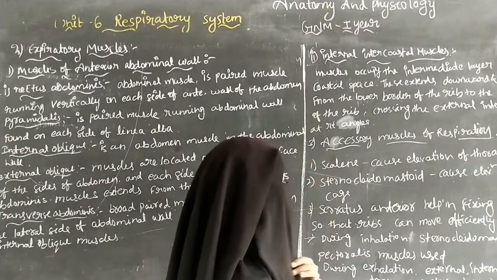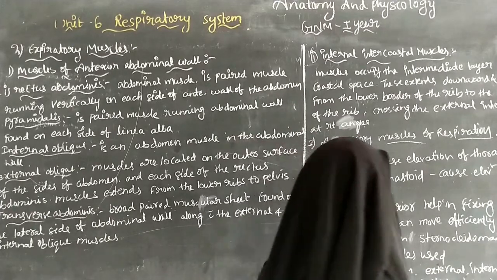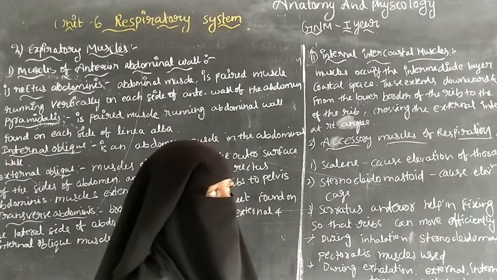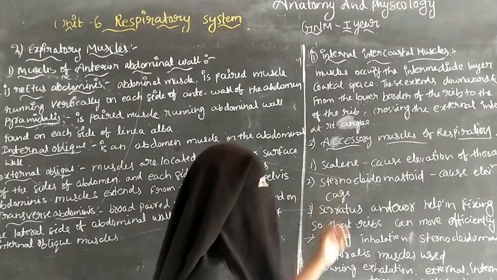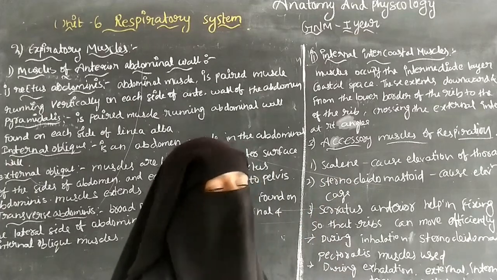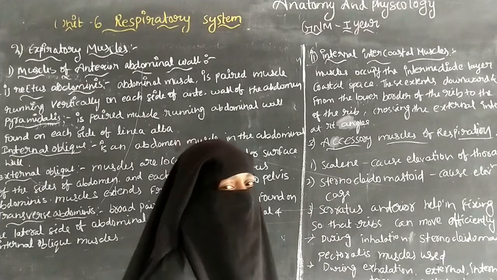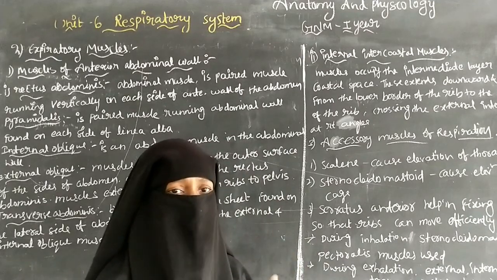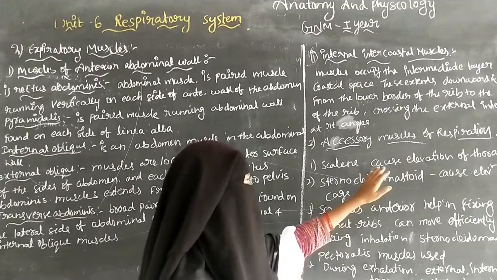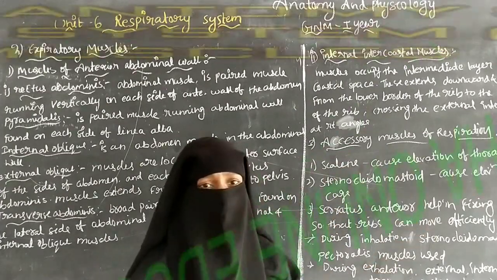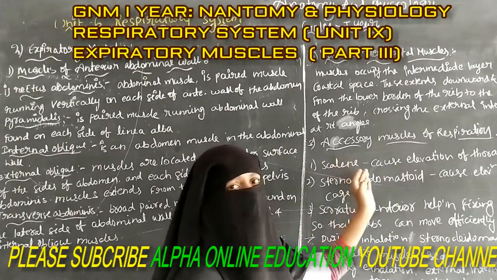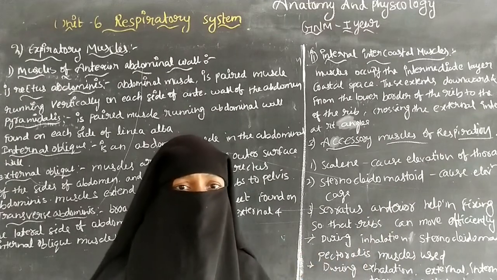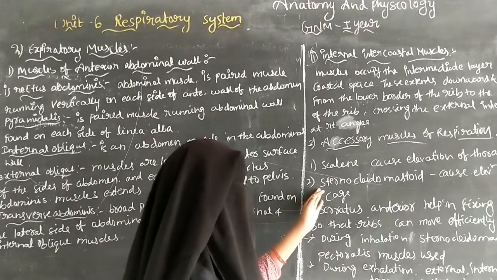Next one, accessory muscles of respiration. Accessory muscles can also help with respiration. The first one is scalene. The scalene is a muscle that helps in the elevation of the thoracic cage. So during expiration and inspiration, the elevation of the thoracic cage can be produced by the scalene muscles.